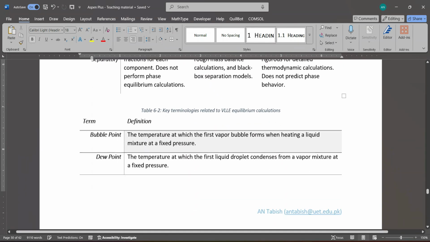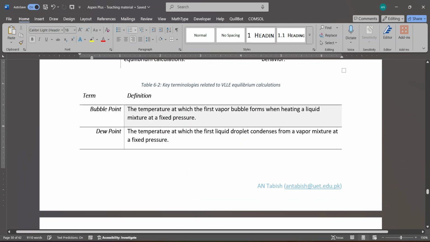Some key terminologies related to today's session include bubble point and dew point. Bubble point is the temperature at which the first vapor bubble forms when heating a liquid mixture at a specified fixed pressure, and the dew point is related to the condensation of the vapors when the first liquid droplet condenses from the vapor mixture at a fixed pressure.